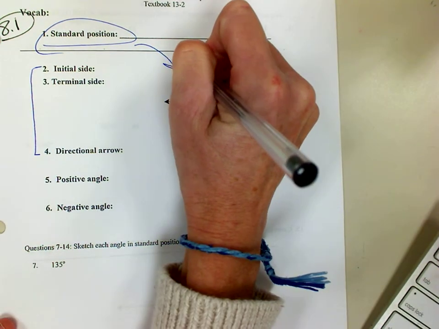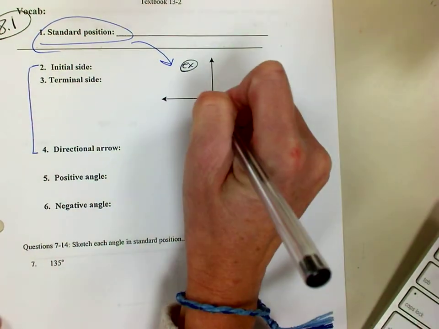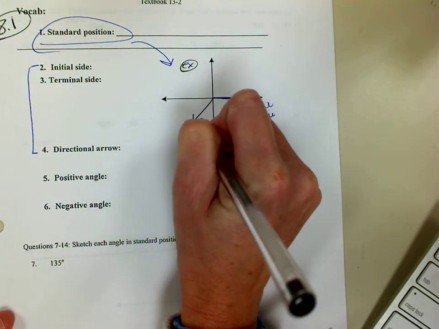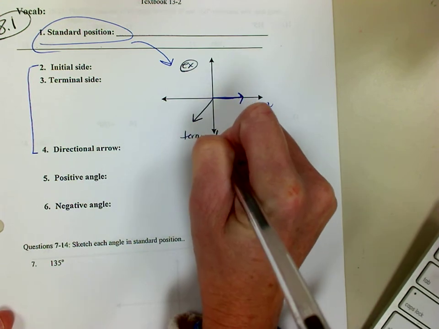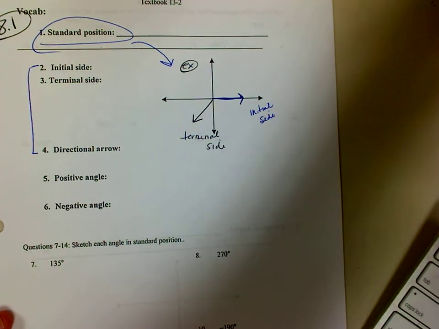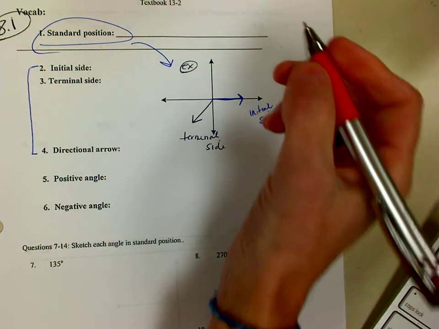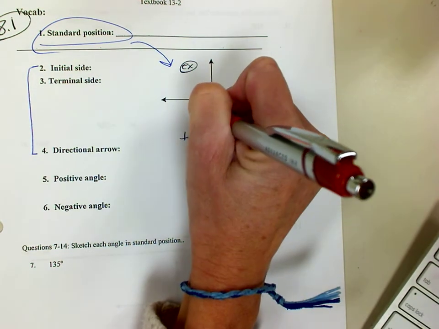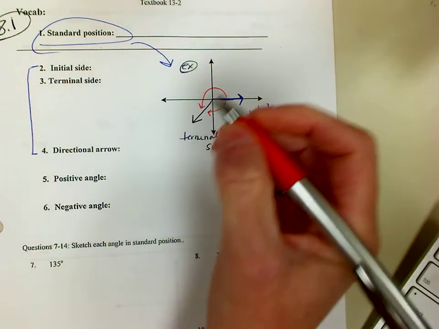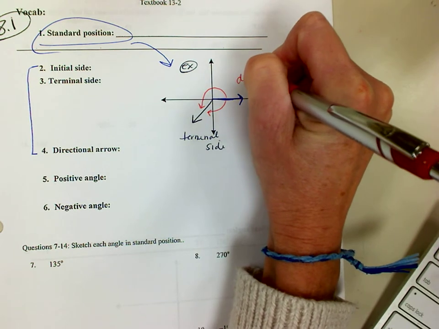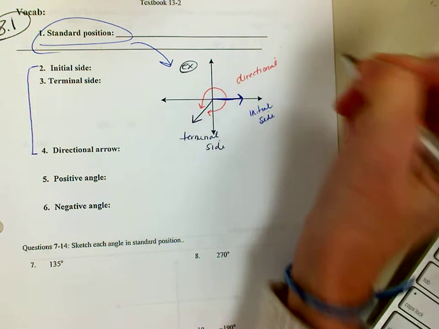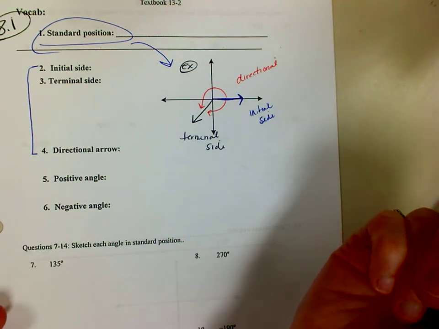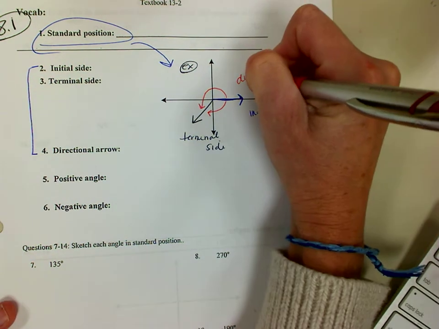So this is just an example. I'll put it down here. So this is the terminal side. It could be in any quadrant. And then we have the directional arrow. The directional arrow could either go counterclockwise or it could go clockwise. And it does matter which way it goes. If it goes counterclockwise, that means it is a positive angle, and if it's clockwise, it's a negative angle.